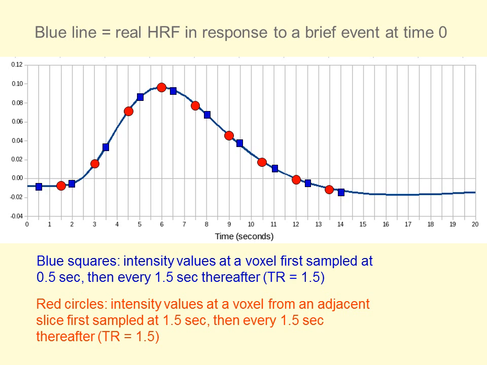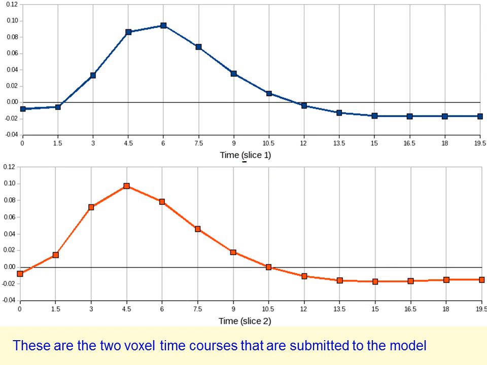if we were to measure that somehow independently of fMRI, and then also at the same time to record fMRI, then in the first slice, the blue squares indicate the actual values we'd record if we sampled that underlying hemodynamic response every 1.5 seconds. And submitted for modelling are these two time courses for these two voxels.